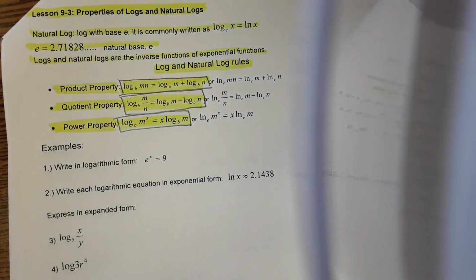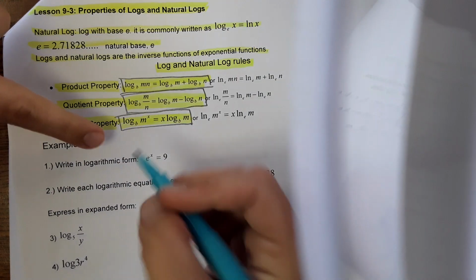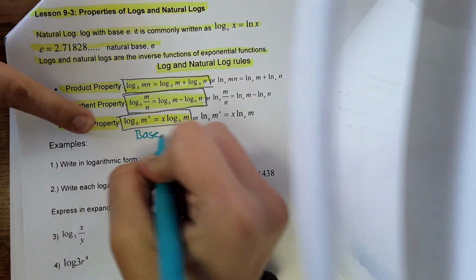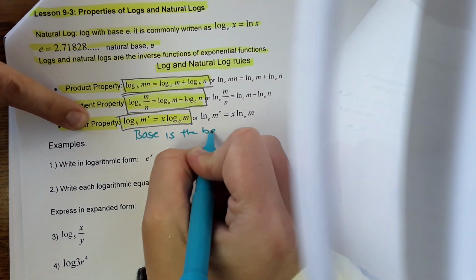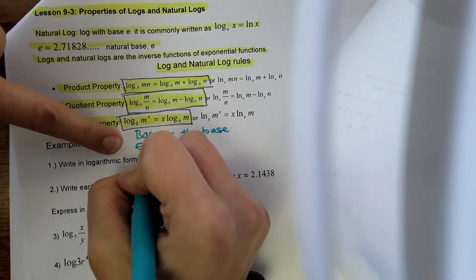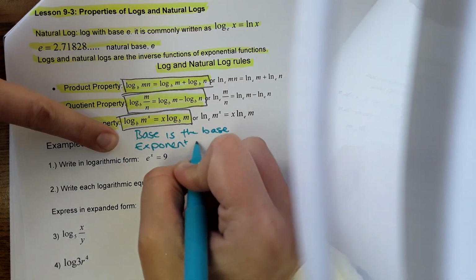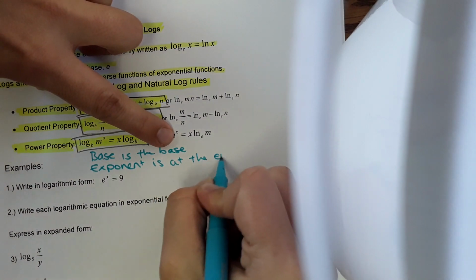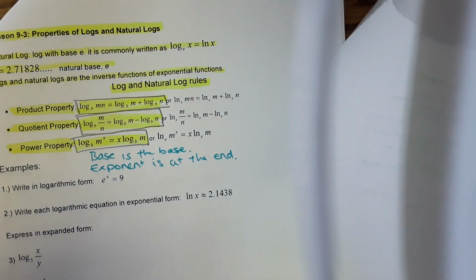To get my answer key out. So we're going to be writing this with log. Remember from yesterday, base is the base and exponent's at the end. Exponent is at the end. And this will help keep it all organized.